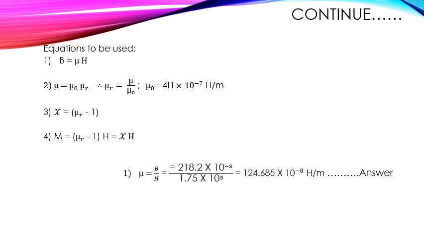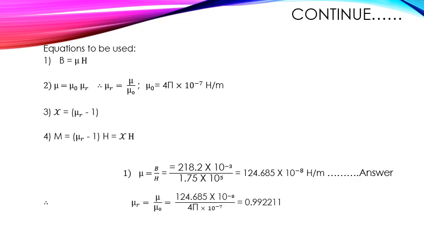Then just by using the equation and putting the values, we can get the answer. From the equation B is equal to mu H, we can get the mu. So put the value of B and H here. The final answer of mu is 124.685 into 10 raised to minus 8 henries per meter.